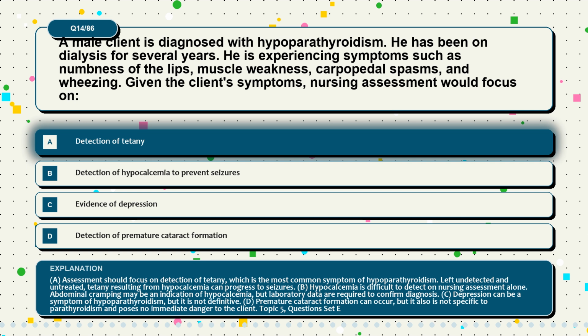B. Hypocalcemia is difficult to detect on nursing assessment alone. Abdominal cramping may be an indication of hypocalcemia, but laboratory data are required to confirm diagnosis. C. Depression can be a symptom of hypoparathyroidism, but it is not definitive. D. Premature cataract formation can occur, but it also is not specific to hypoparathyroidism and poses no immediate danger to the client.